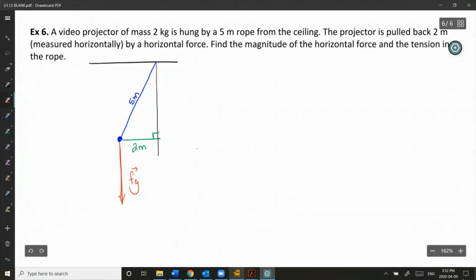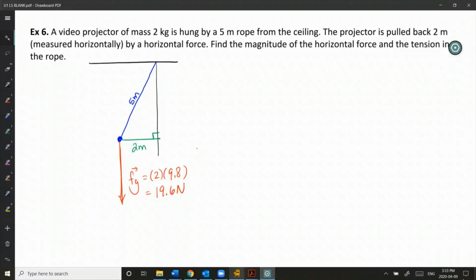And of course, we know that the force of gravity can be found by doing 2 kilograms times the force of gravity, which is going to give us 19.6 newtons. Other forces acting on this object? Well, there's another force, a horizontal force, which is pulling the projector this way.